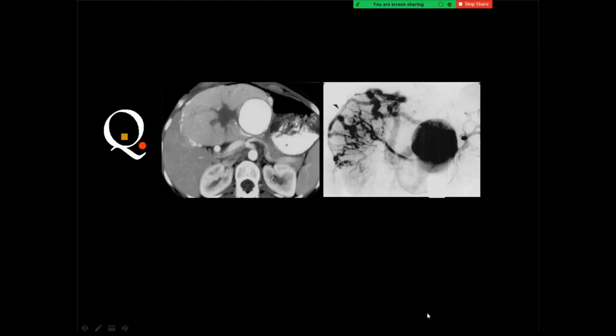And this case is for CT abdomen with contrast in the arterial phase and the corresponding angiographic image of the same case. There are two focal lesions in the liver. One lesion is big and the other lesion looks to be inside the major one.